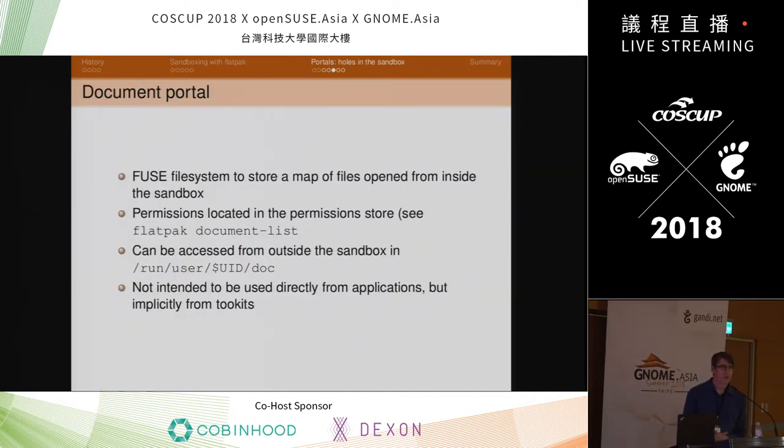So I briefly mentioned the document portal. It's actually a FUSE file system which maps files on the host system to what was opened inside the sandbox. It's generally used implicitly. So if you use the file chooser portal, then this will, I think, implicitly use the document portal. So you often don't need to worry about it directly, and probably shouldn't. But you can check the permissions that the document portal currently has by using flatpak document-list, and there are a few other commands that you can use to inspect what those documents are. You can also see the files directly if you want to, in /run/user, then your user ID, then /doc. You can just see the files there, which is quite cool.